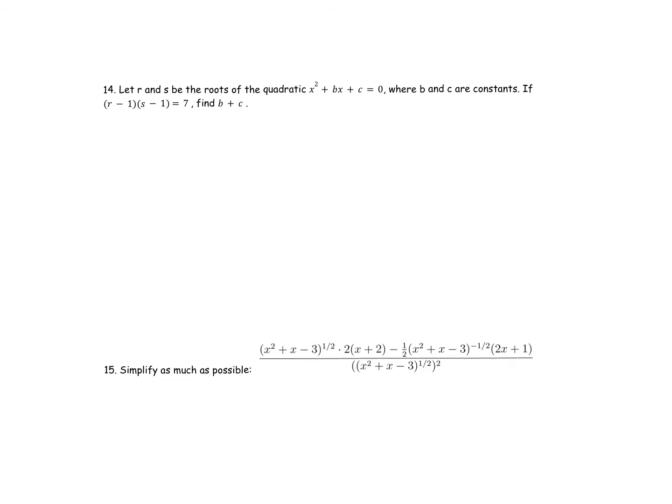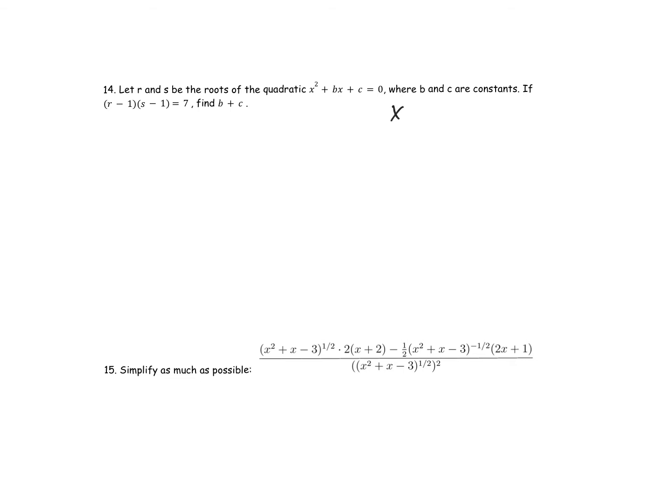Now, to find roots of an equation, I might factor it, but Lord knows I have no idea how to factor this x squared plus bx plus c. I don't know what c and b are. So instead, I am going to find the roots from the quadratic formula. Of course, it's going to be in terms of b and c. All right, so let's do that.